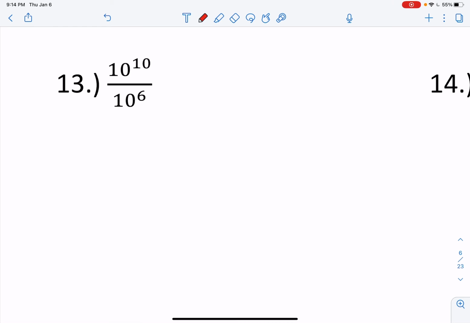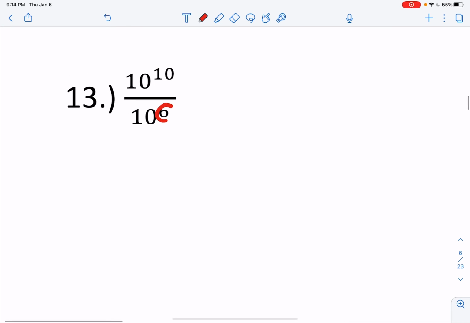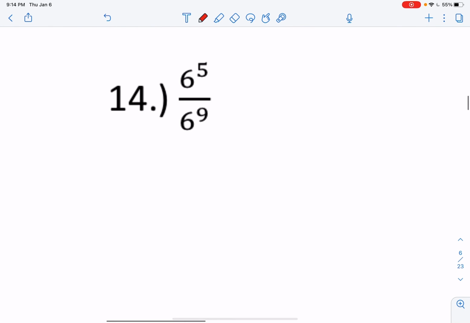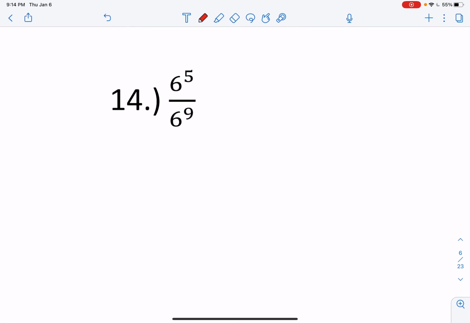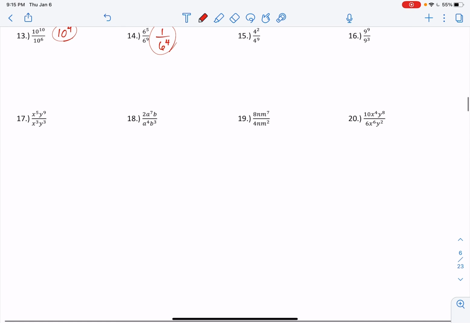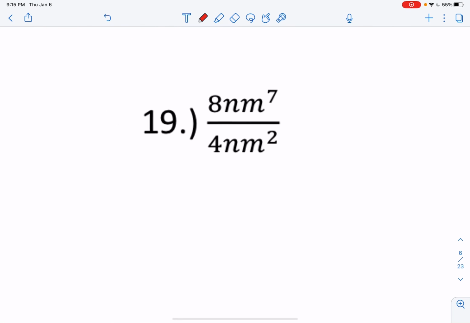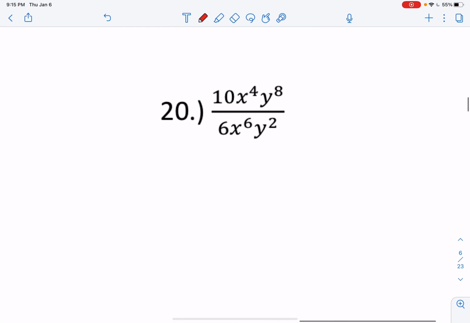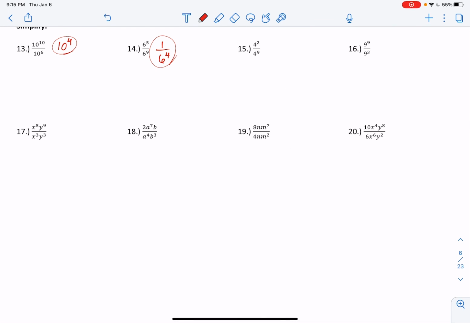And lastly, down here, I have 10 10s up top, and I have 6 on the bottom. That means I have a total of 4 left up top, because 10 minus 6 is 4. So this is just 10 to the 4th. Here, I have 5 6's on the top and 9 on the bottom, which means I'm going to have 4 left over on the bottom. So that becomes just 1 over 6 to the 4th power. Okay? Do the same thing for those. And then just remember, on ones like this, if it's 8 over 4, that reduces to 2. Or 10 over 6, that reduces to 5 over 3, etc. And do the same stuff.